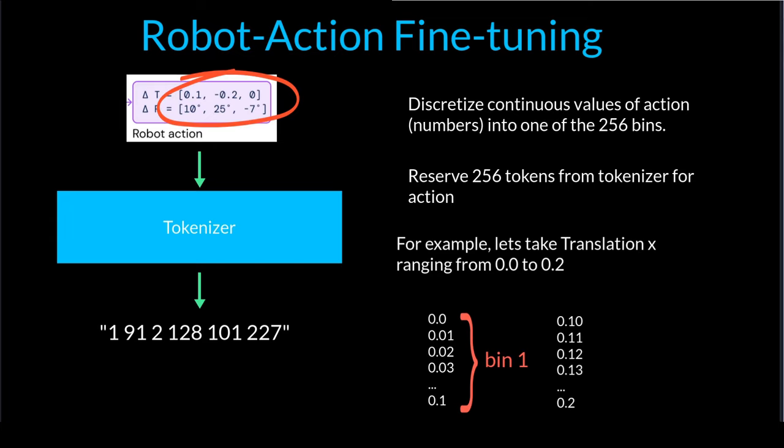So once we have this discretization, we can then simply concatenate all the bin values into a long string separated by spaces. So we have 6 values corresponding to T and R. What we have just seen is one data point in the robotics dataset.